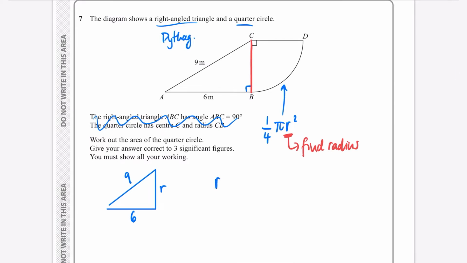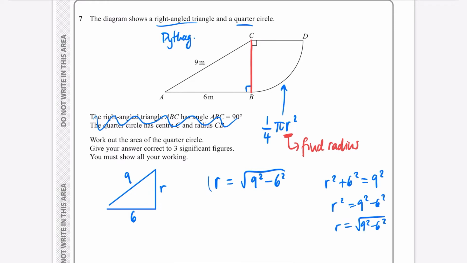Now, the quickest way to do this is it's going to be the square root of the hypotenuse squared minus the other side squared. So it's going to be the square root of 9 squared minus 6 squared. If you did the longer method, you could say that r squared plus 6 squared equals 9 squared from Pythagoras. R squared equals 9 squared minus 6 squared, and r is the square root of 9 squared minus 6 squared. But you can actually just go straight to this if you do a lot of practice with Pythagoras.